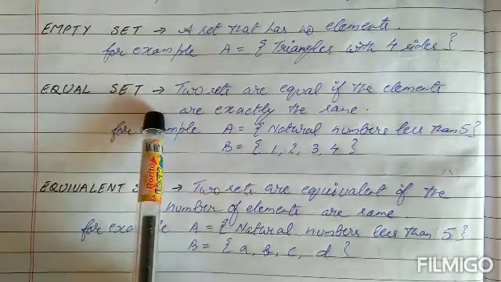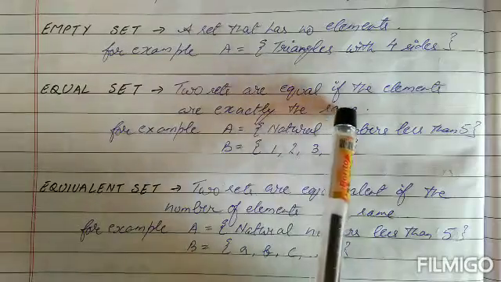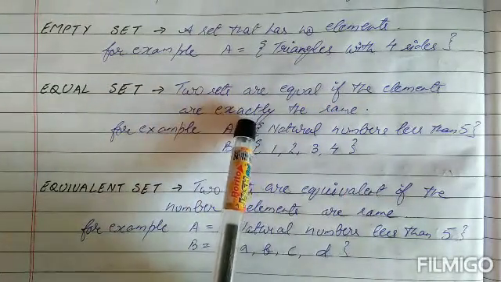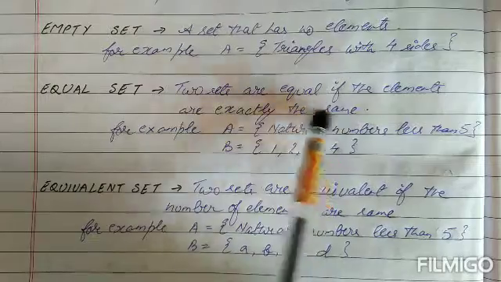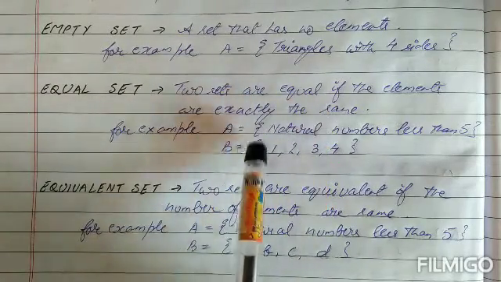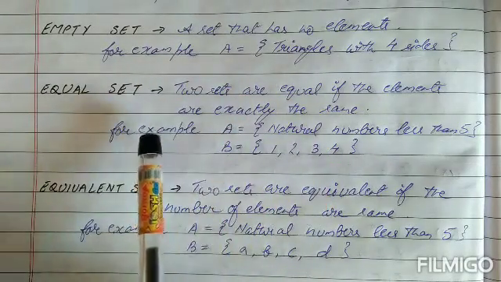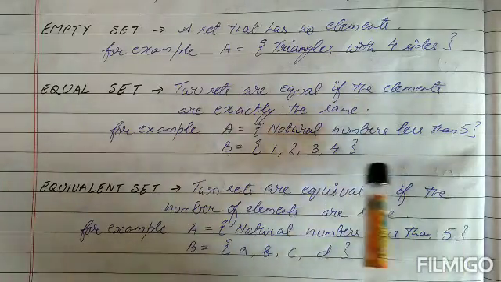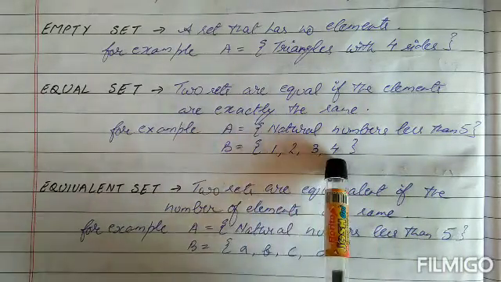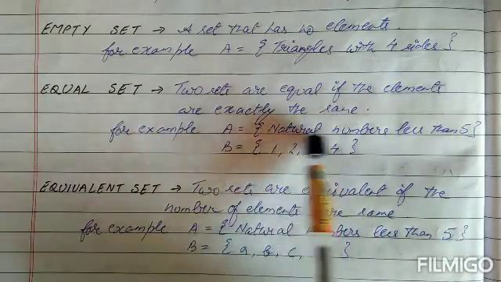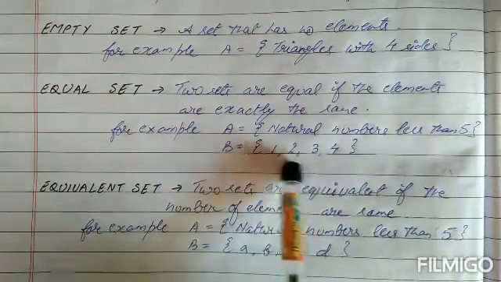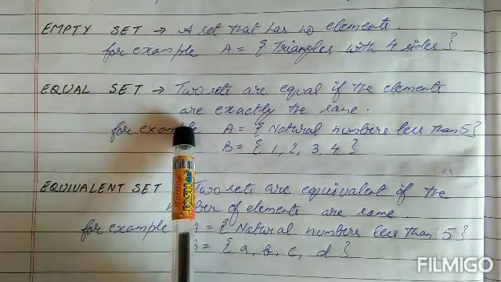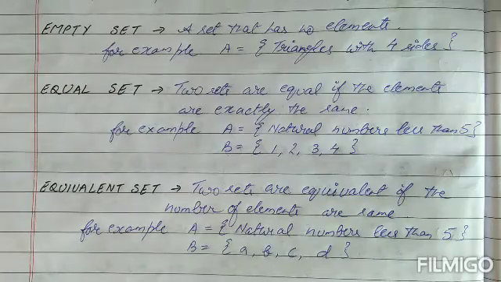Next is equal set. 2 sets are said to be equal, children, if the number of elements that are there and the elements themselves are exactly the same. That means they have the same elements in both the sets. They are said to be equal sets. For example, for A, I have taken natural numbers less than 5 and for B, I have taken the roster, that is 1, 2, 3, 4. Now natural numbers less than 5 is also 1, 2, 3, 4 and this is also there. So both of these are equal sets.